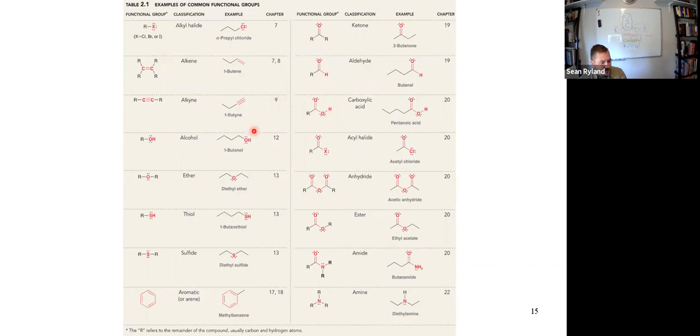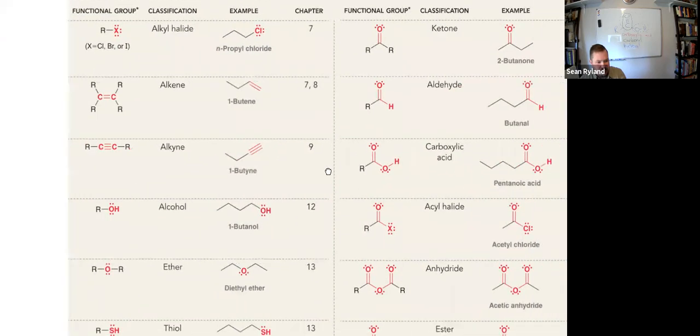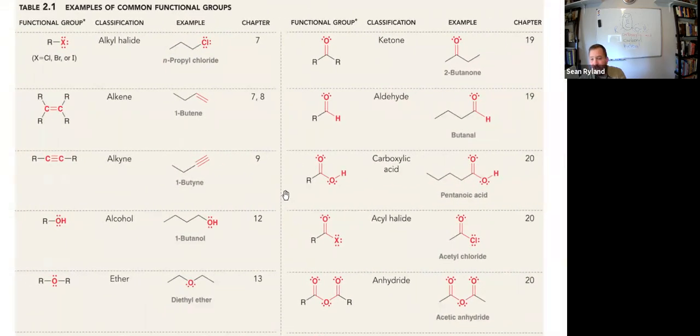But we're going to have to describe them using the proper terms. One of the first things that's going to be on your quiz this weekend is just, what functional group is this? And fill it in. And so it's just a matter of learning some vocabulary.